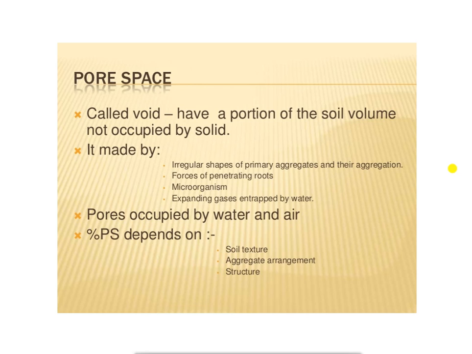The pore space percentage depends on soil texture, that is the relative proportion of sand, silt, and clay. Then aggregate arrangement, that is flocculation, which is also called soil structure. It is the arrangement of aggregates, that is sand, silt, and clay in the soil.